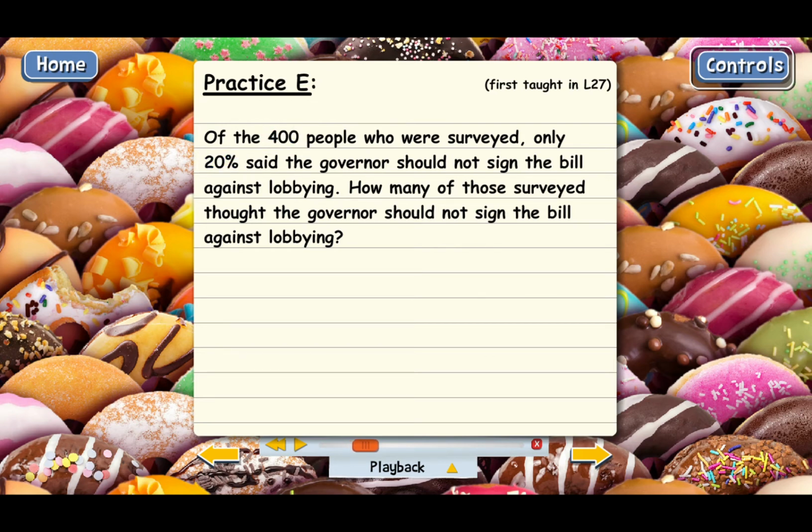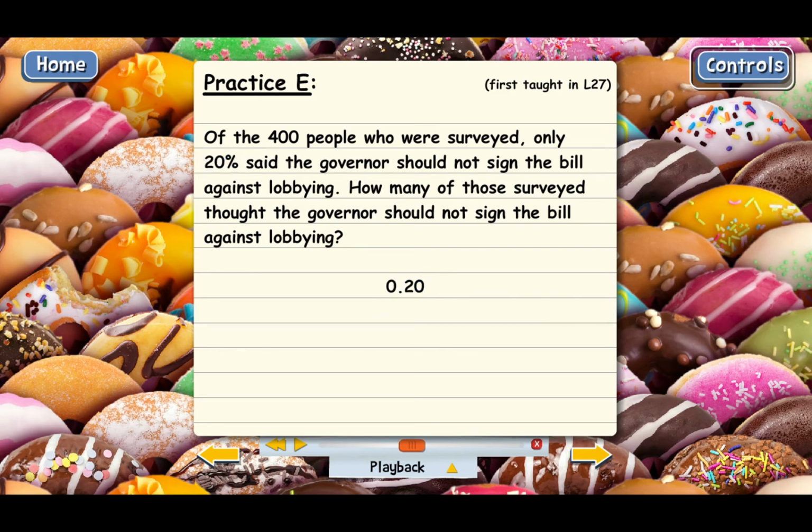And to do that, we need to change this percent into a decimal and then multiply that decimal by 400. Now, the easiest way to change the percent into a decimal is to realize that there's actually a decimal point after the 20 in 20%. And so let's change 20% to 20.0%. And from here, we can just get rid of the percent symbol and move the decimal point 2 places to the left. And now that the percent has been changed to a decimal, we can multiply.